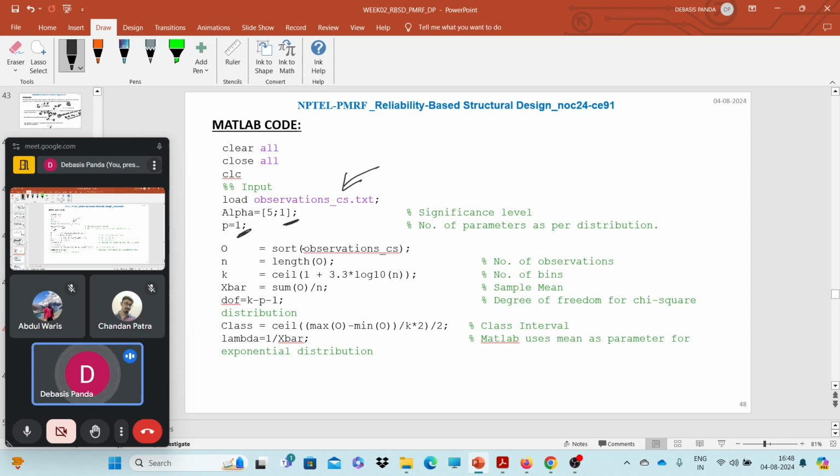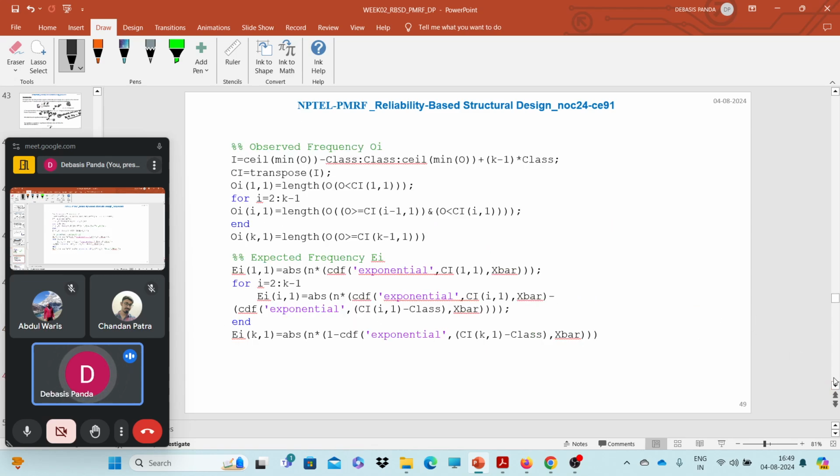Now, first we sort the observations. Why do we need to sort them? We need to find the minimum and maximum values. Now k we can find as 1 plus 3.3 log base 10 of n, as we have seen. Now, how can we calculate the degree of freedom? k minus p minus 1. Now we can find the classes and the parameter of our distribution. How can we find the classes? We find the maximum and minimum values of the observations and divide the range by k, the number of bins.